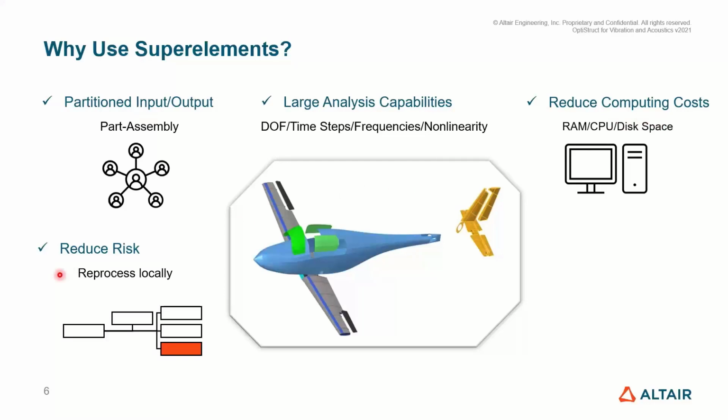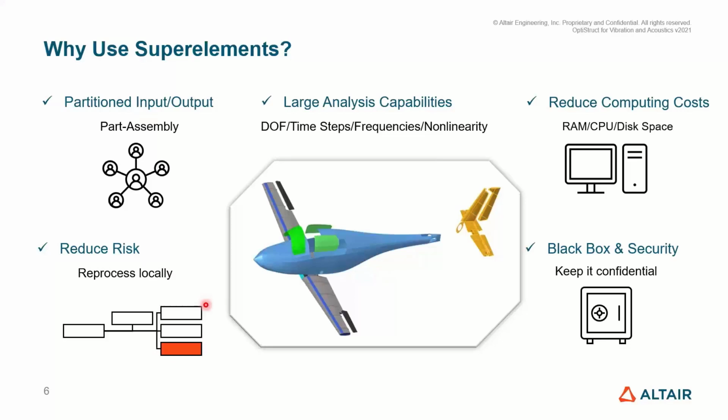Also, using the non-superelement method, processing a big model means a huge investment of time and computing resource. If we made a mistake in the middle, the entire model has to be processed again. Using superelements, only the affected module has to be reprocessed. Moreover, superelements offer us an option to define the model as a black box. Then we can keep geometric details confidential.